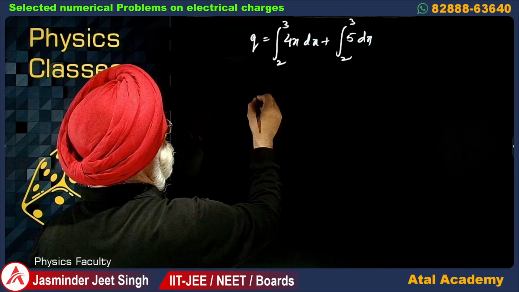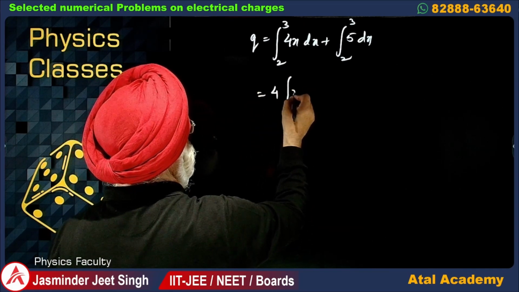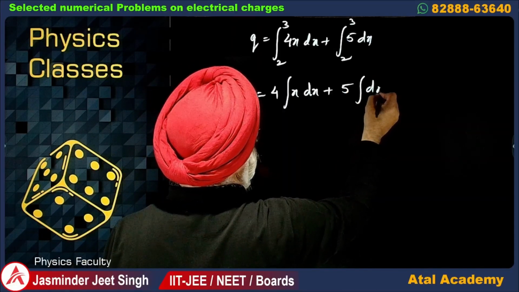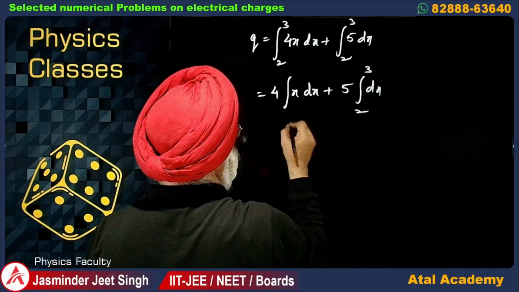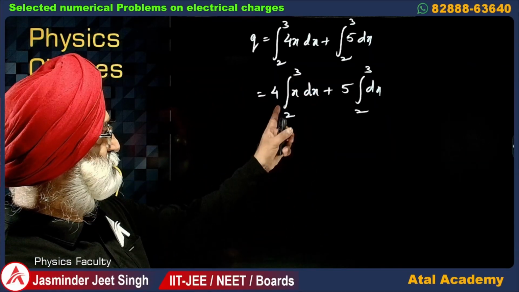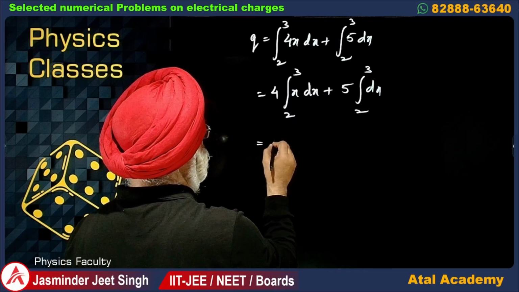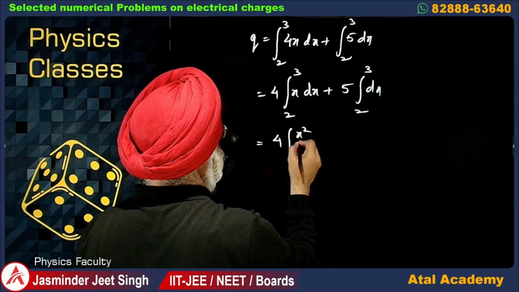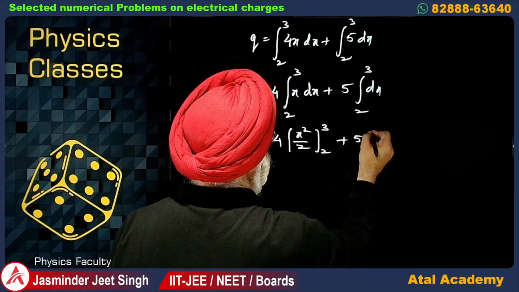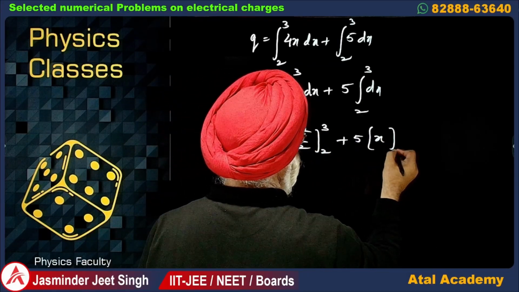Here we can take 4 outside, integration of x dx. Here we can take 5 outside, integration of dx. The limits are from 2 to 3. Integration of x dx is x square upon 2 from 2 to 3 plus 5. Integration of dx is x from 2 to 3.